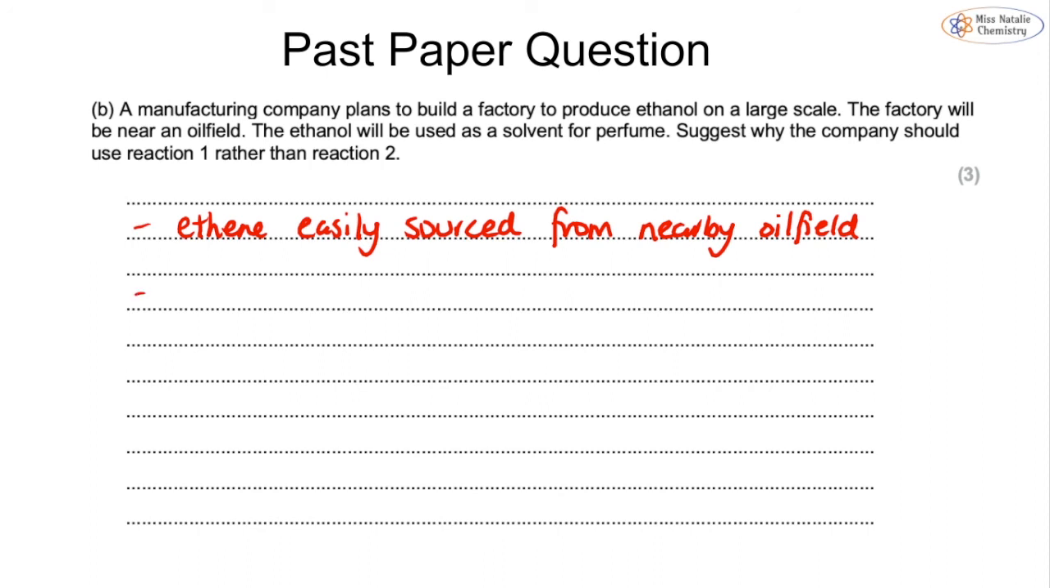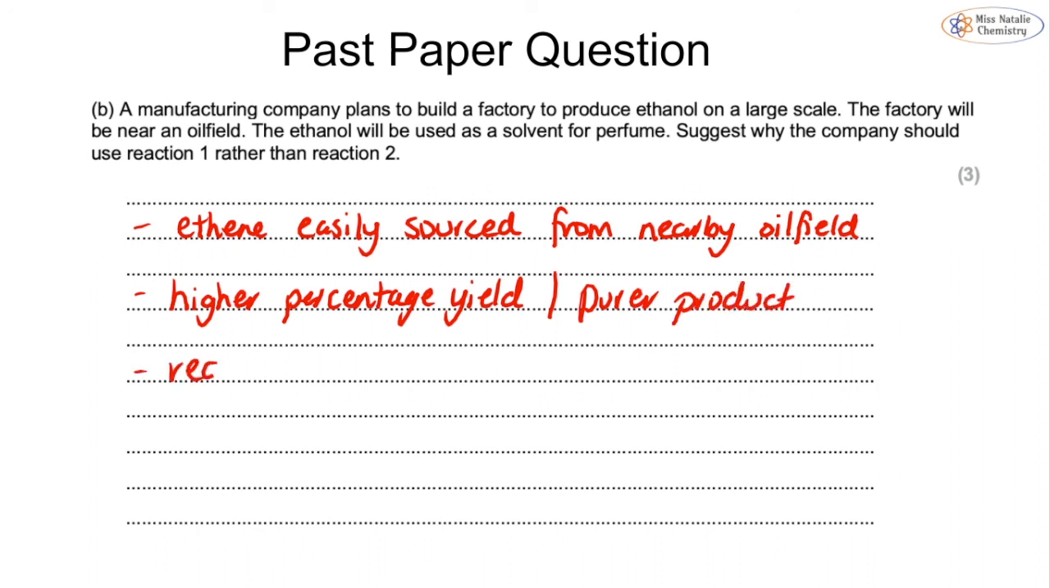Then we want to think of some of the other important things that we discussed previously about the benefits for hydration. One main thing is that we get a higher percentage yield, or we can phrase that as we get a purer product. And also, the reaction is faster. So we know that this reaction is much faster than the fermentation, because that can take a couple of days.